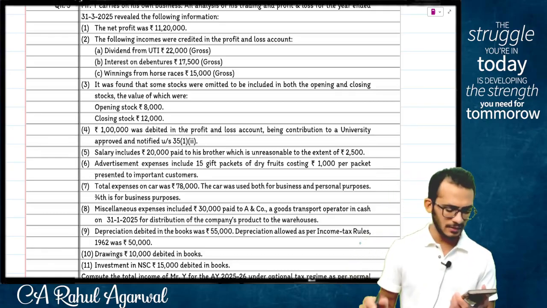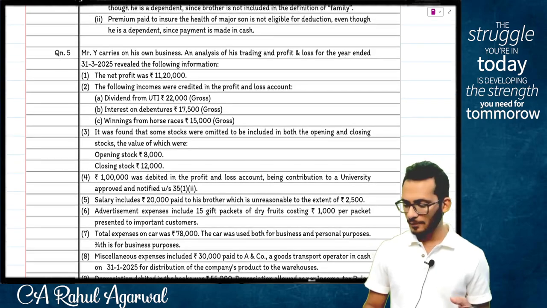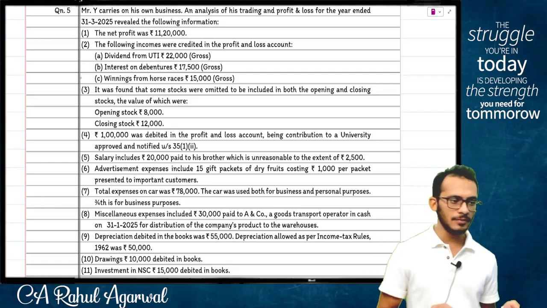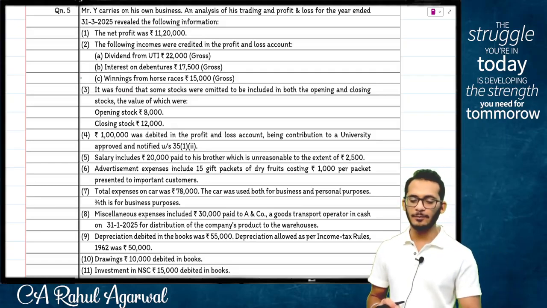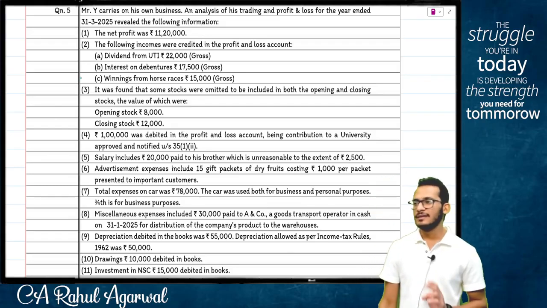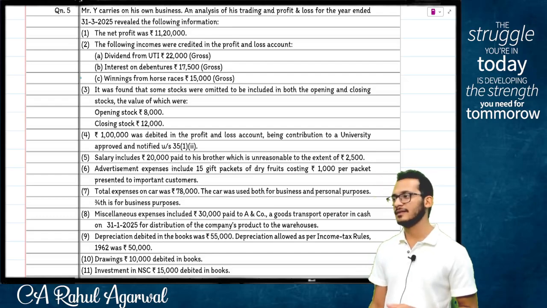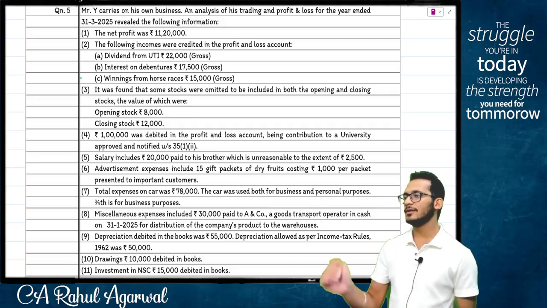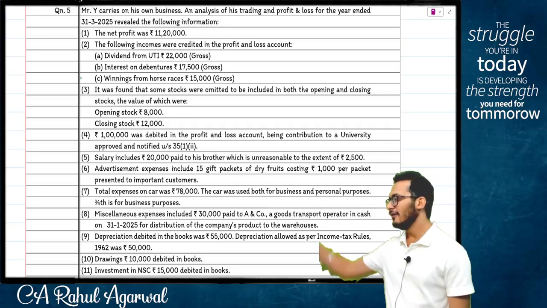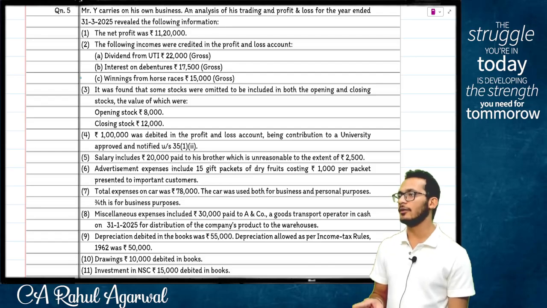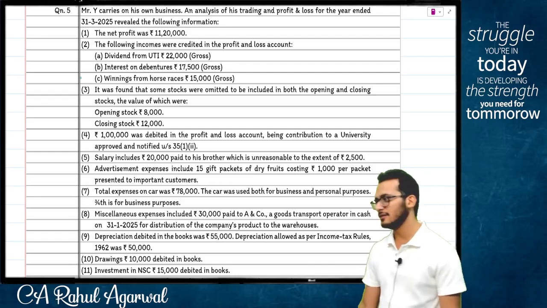I am looking at question number 5. It says Mr. Y carries on his own business. An analysis of his trading and profit and loss account on the 31st March 25 gives the following information. People, things like these become a little complex, because normally when you have a table, it's very easy to understand what to plus and what to minus. When English is given, it becomes very complicated. You need to pay attention to every line and notice carefully if it is income or expense. This is where things get complicated.